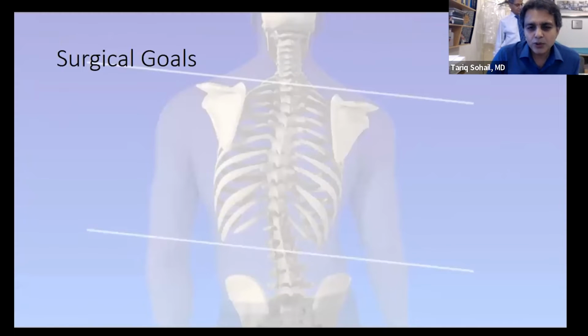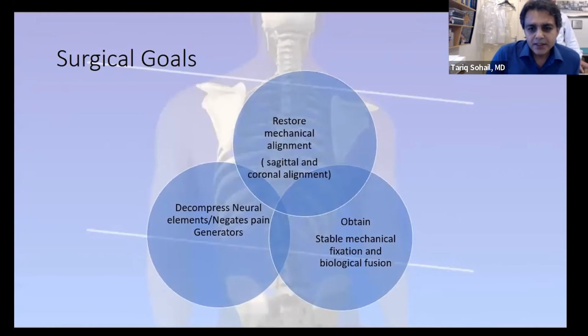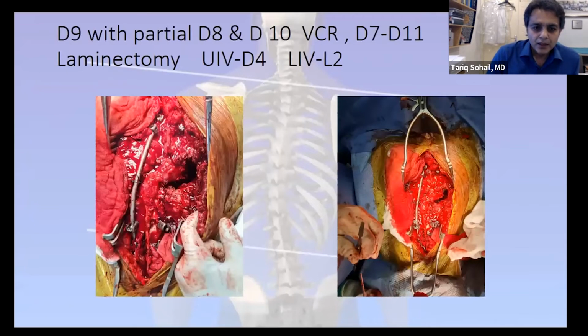So what are the surgical goals? They remain the same. We have to restore the mechanical alignment, decompress the neural elements, negate the pain generators, and obtain stable mechanical fixation and biological fusion. These are the per-op images. We will see that we have the holding rod, and from the right side we have taken out D9, part of D10, and also part of D8. We actually went on both sides, but the picture is only of the right side.